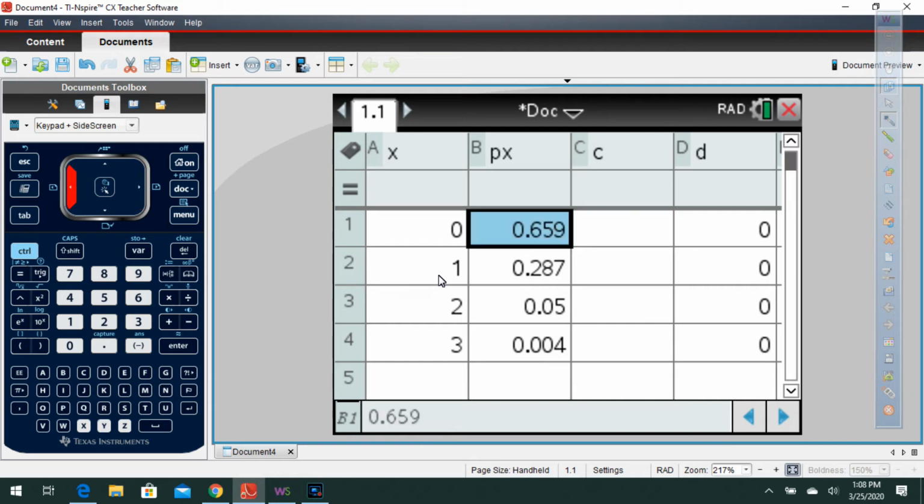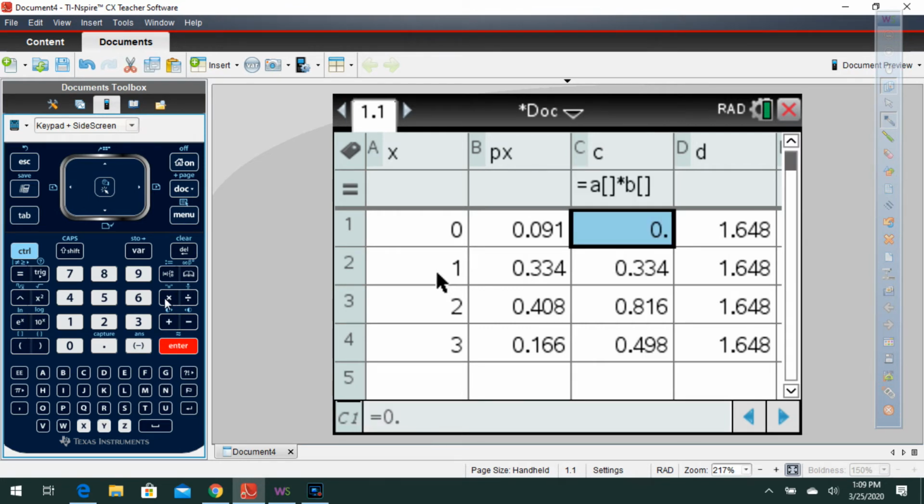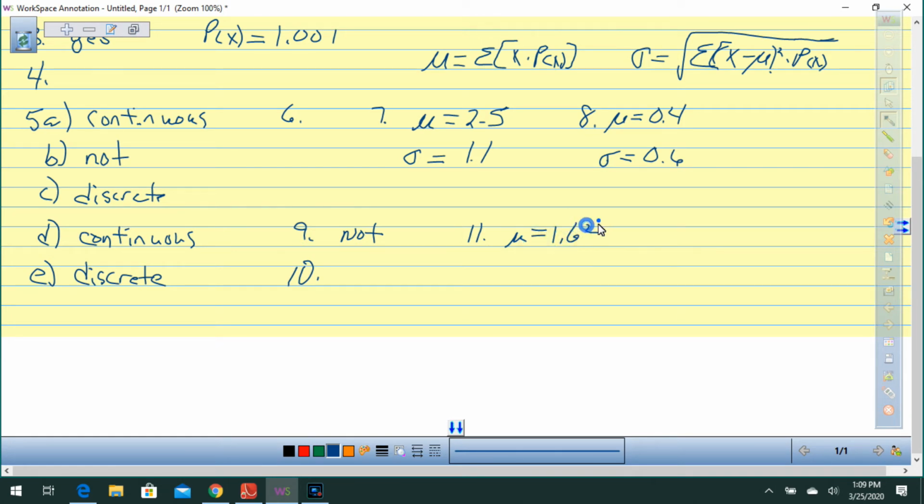And then we got to change some of these, right? We got 0.091. And then we got 0.334, 0.408, 0.166. Okay. So remember this one here is going to be equals A times B. There we go. Now, our mean is 1.648. And now we need our standard deviation.